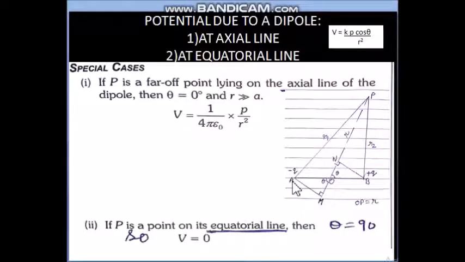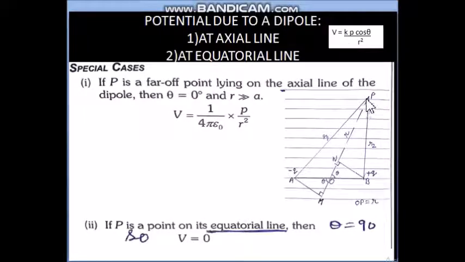Let us understand. In this diagram we have seen that point P is at any random position with respect to the dipole. So suppose the alignment is theta. In the case of theta, the answer obtained for the potential is K P cos theta upon r square. K means 1 upon 4 pi epsilon 0. This we have already derived.